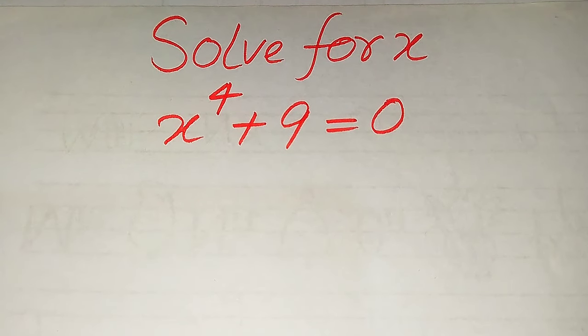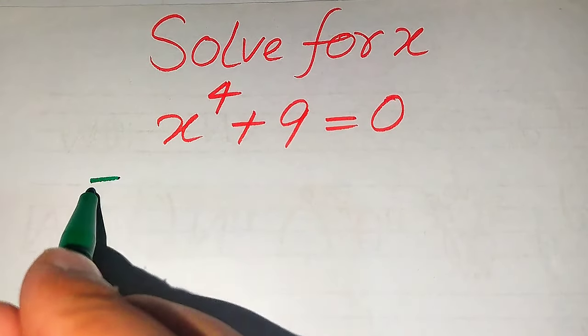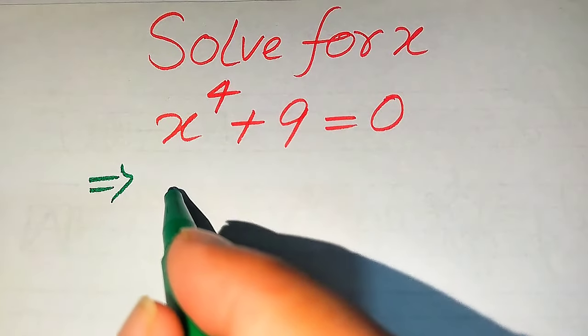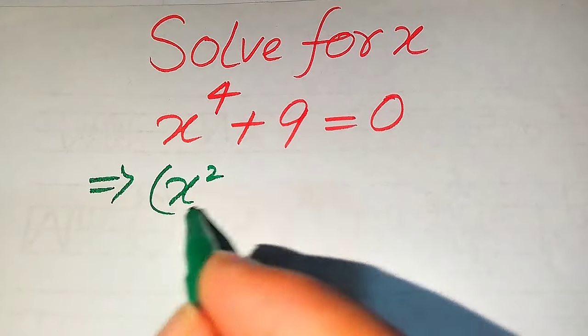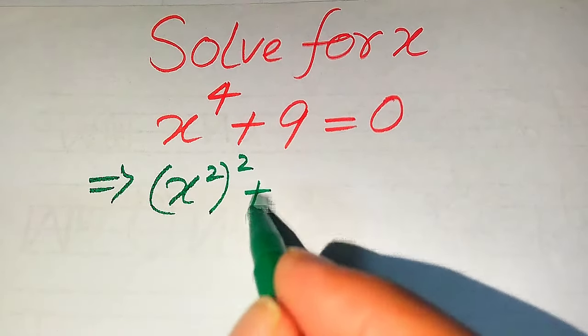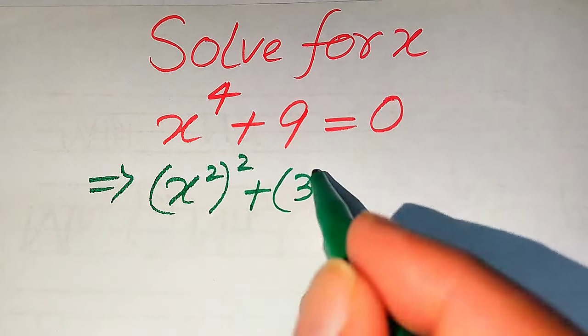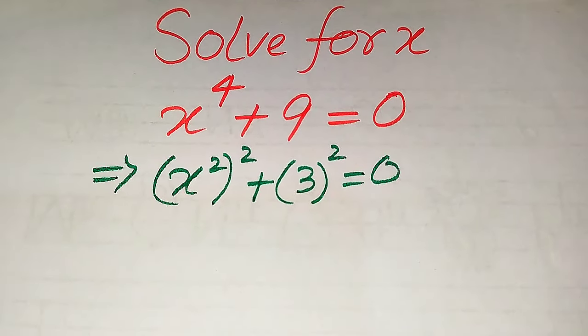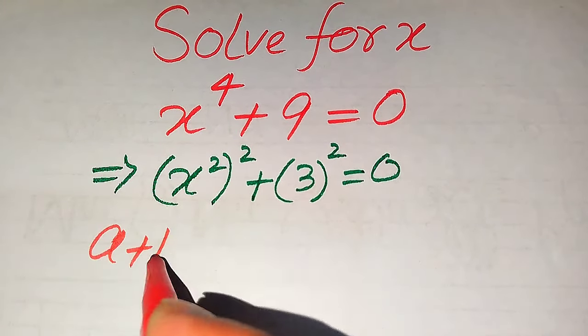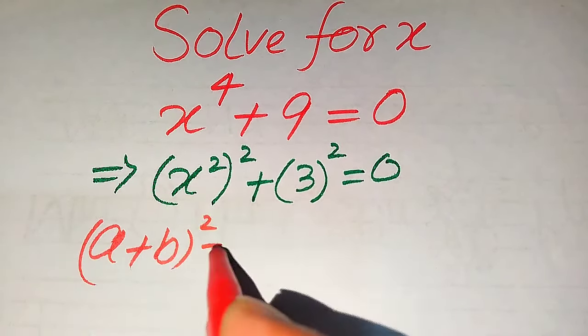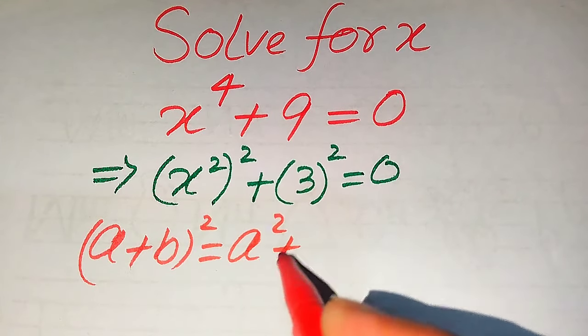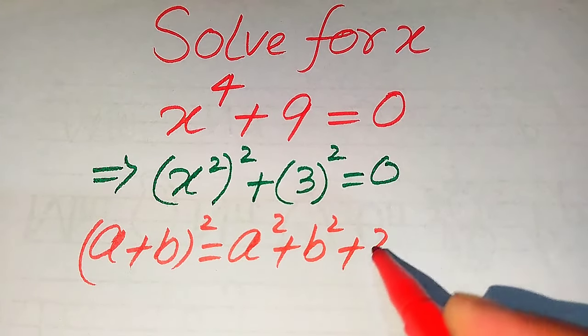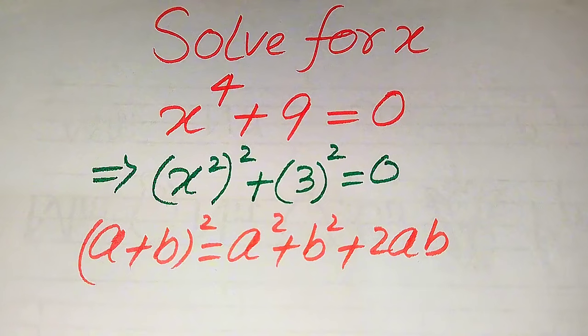Here the very first thing we are going to do is rewrite this equation. x to the power of 4 will be written as x square and its whole square, plus we write this 9 as 3 square, and this whole equation is equal to 0. So here we use this nice formula, you know about that: if we have a plus b whole square, it equals a square plus b square plus 2 times ab. So here we use this nice formula.